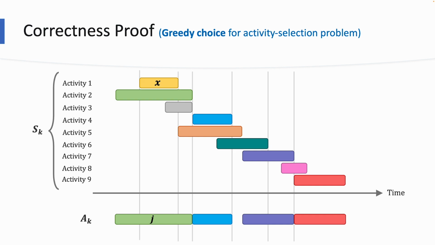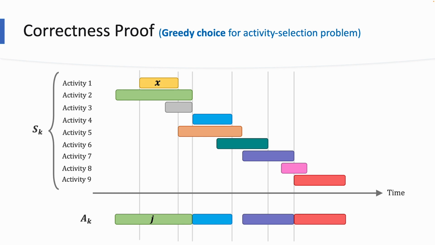As you can already see, the green activity we are naming J. We're calling that J moving forward, and this is the activity within AK with the earliest finish time. So let me repeat that. J is one activity in AK that has the earliest finish time. Now, we have 2 different scenarios to consider here.